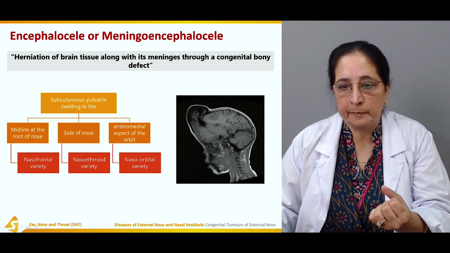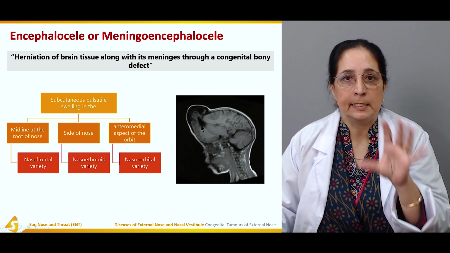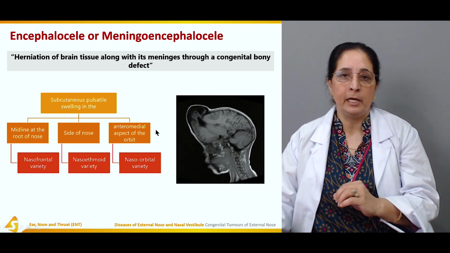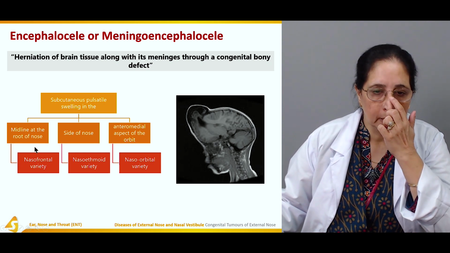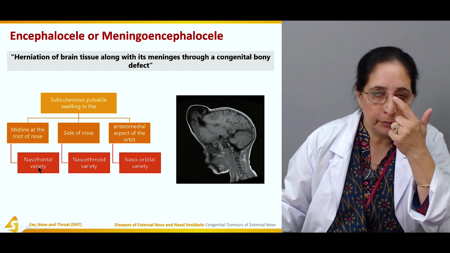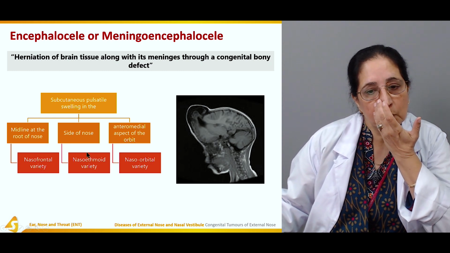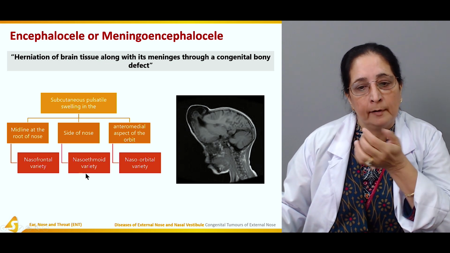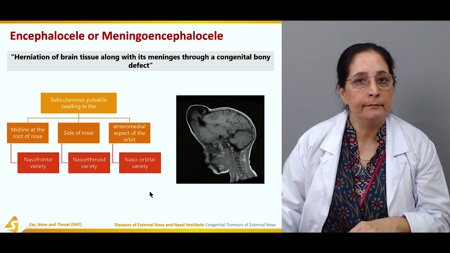If you see in this picture, this is the encephalocele and meningoencephalocele. It has pulsation, especially if it is midline at the root of the nose. Usually it's the nasofrontal variety. If it's present on the side of the nose, it is the nasoethmoid variety, and towards the eye it is the nasoorbital variety.